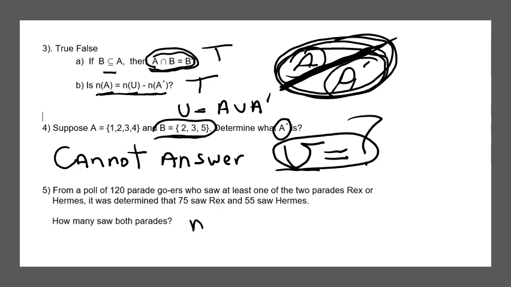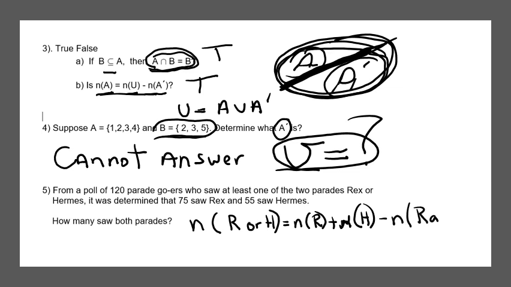I am looking at the number that saw Rex or Hermes, but that's equal to the number that saw Rex plus the number that saw Hermes minus the number that saw Rex and Hermes. This is the other counting problem where we count based upon membership in a set. The number that saw Rex or Hermes is 120.